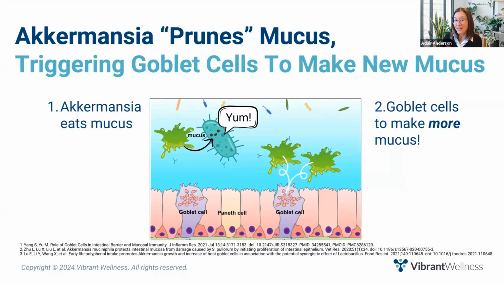So too little Akkermansia actually increases risk of intestinal hyperpermeability by allowing the mucus layer to get old and crusty. But also, too much Akkermansia increases risk of hyperpermeability by thinning the mucin and mucus layer too much.